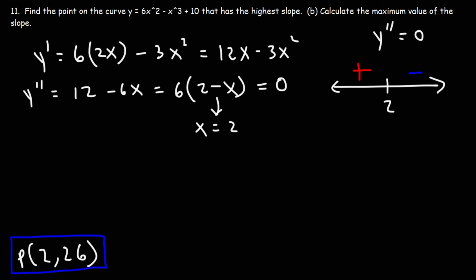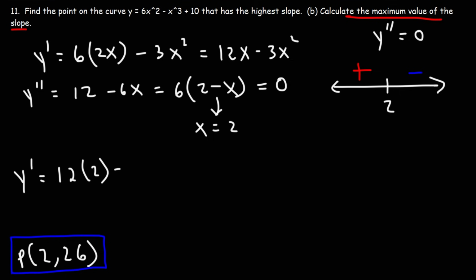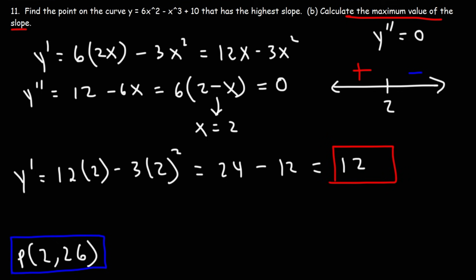Now let's move on to part B. Calculate the maximum value of the slope. The value of the slope can be found from the derivative function, which is right here. So we're going to plug in an x value of 2 into this function. So it's going to be 12 times 2 minus 3 times 2 squared. 12 times 2 is 24. 2 squared is 4 times 3, that's 12. So we get a slope of 12. So that is the value of the slope when x is equal to 2. And we could check to see if that is indeed the maximum slope. So let's make a table.